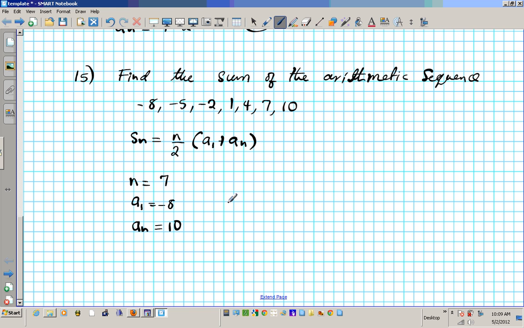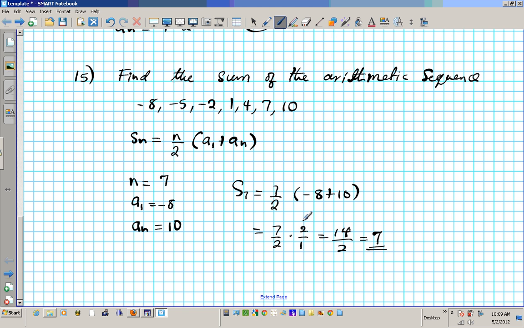So to generate the sum, we're going to apply this formula. S sub 7 is going to be 7 over 2 times -8 plus 10. Okay? So we're going to have 7 over 2 times 2 over 1, and then you're going to have 14 over 2. Final answer is 7.